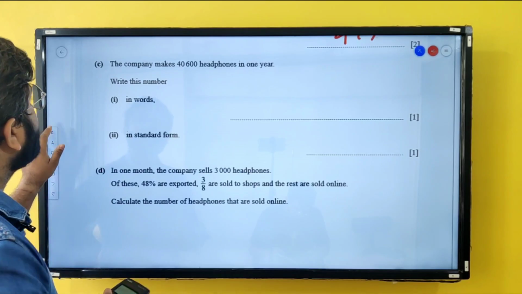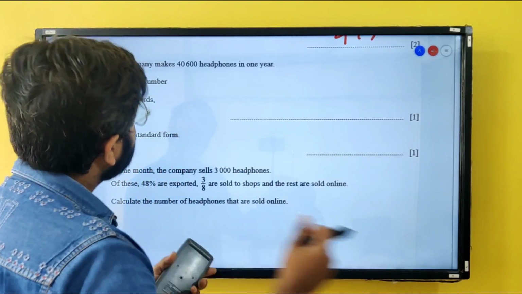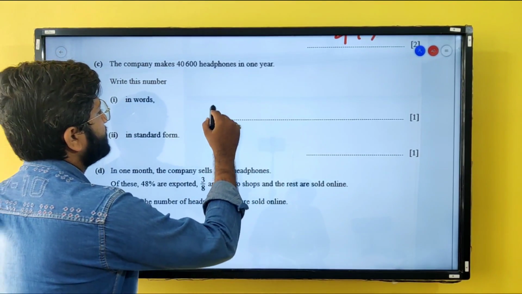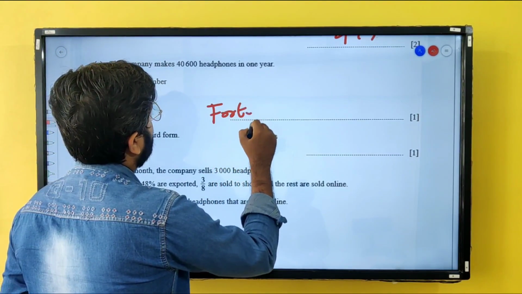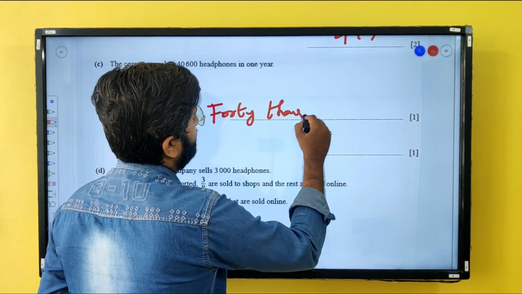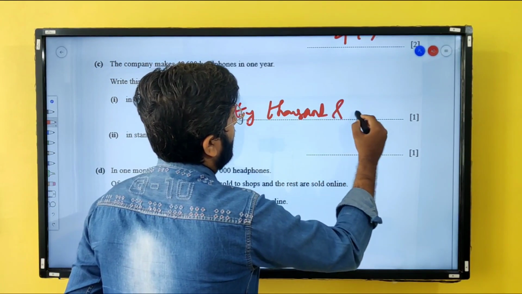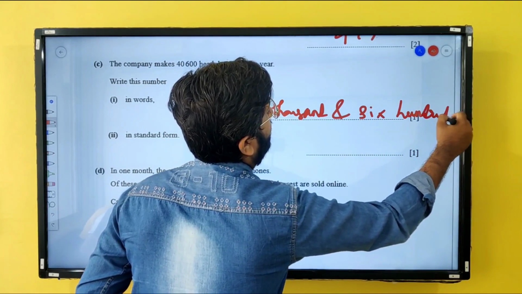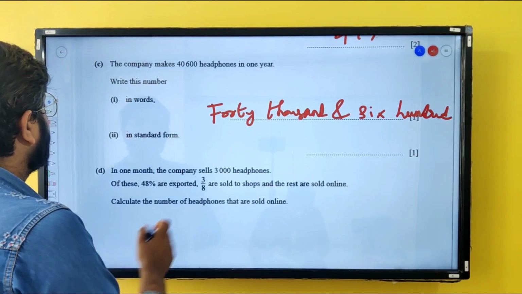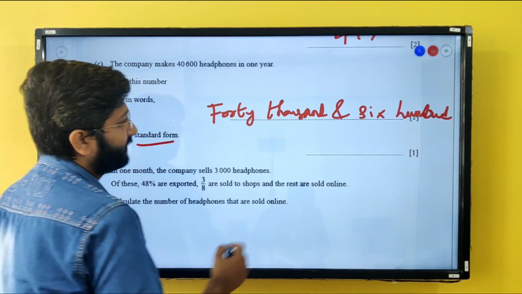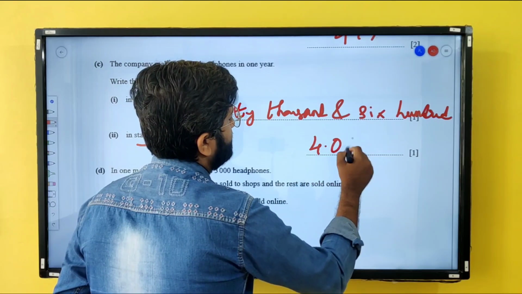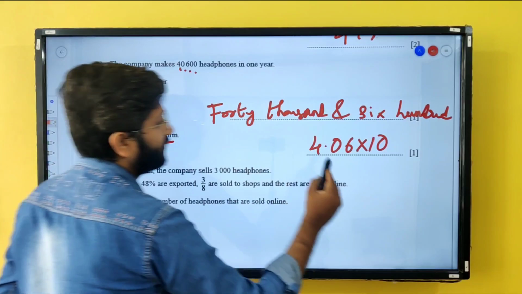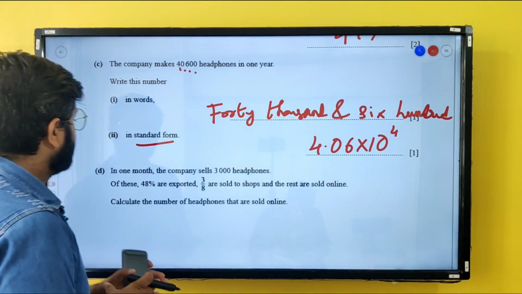Part C, the company makes 40,600 headphones in 1 year. Write these numbers in words. Okay, it is 40,000 and 600. Write this in standard form. Okay, so in standard form it is going to be 4.06 into 10 raised to 4. Right?